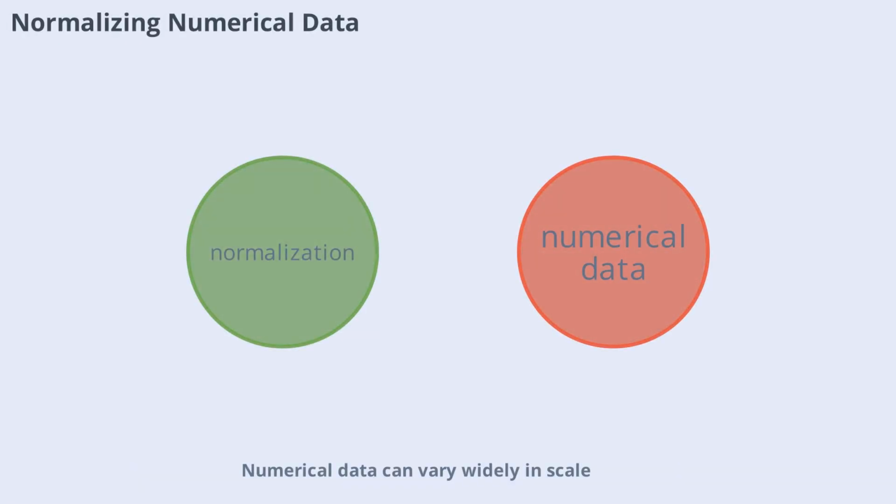Numerical data can vary widely in scale, which may affect the performance of certain algorithms. Normalization is the process of adjusting values to a common scale, such as between 0 and 1.